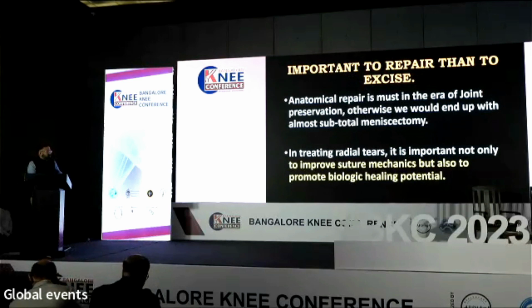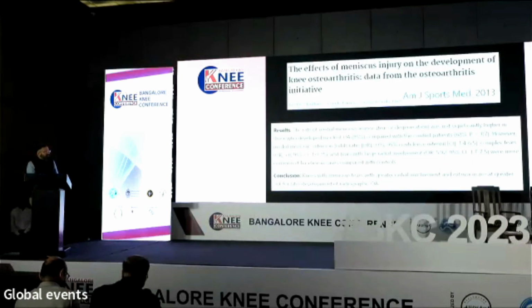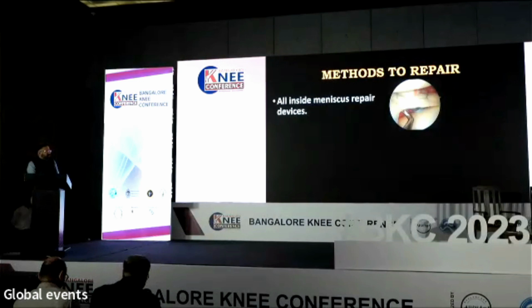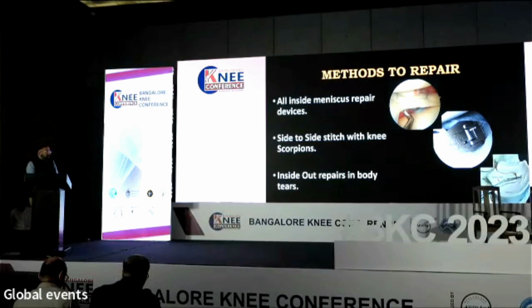Repairing these tears is important. And along with the suture biomechanics, providing a good biological healing potential is very important with this type of tears. There have been a lot of studies published in the literature, like we have seen in the past also, on excising this meniscus. But there has been more proposition that a radial tear or extrusion of the meniscus carries a higher risk of knee osteoarthritis. Methods to repair this type of tear: all inside meniscus repair devices can be used. We can also use a side-to-side stitch with the knee scorpion. We can also use inside out repairs at the body and the anterior junctions.